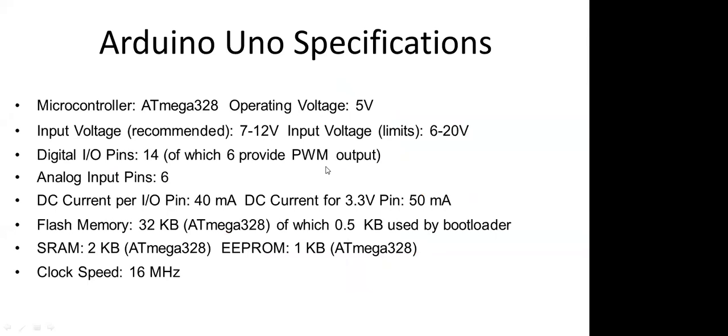That is being used for giving an analog output signal. It is one technique that I will discuss later on, how we have to use it. The total analog pins in this microcontroller development board is 6. The DC current per input output pin is very important. This point is very important, so I'm just going to highlight it.